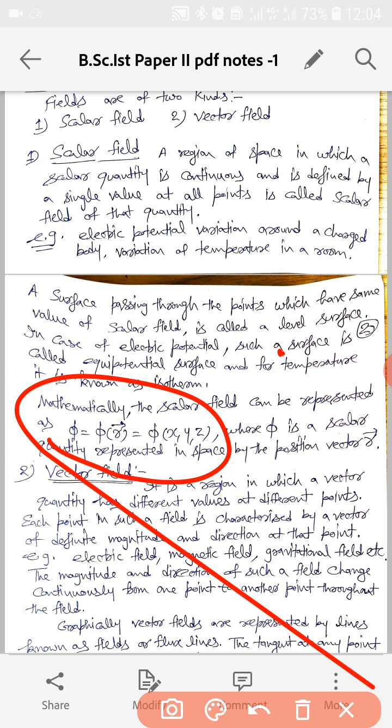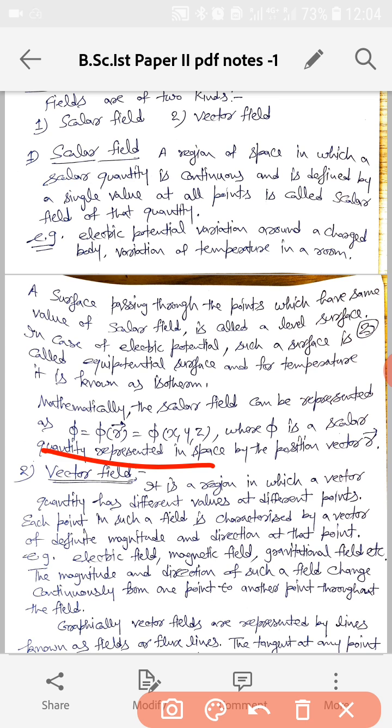Okay, we have this function phi, which is a function of a position vector r. r is a position vector in space, so it has coordinates x, y, z. So phi is a scalar field, which can be defined as phi being a function of the vector r. That means phi is a function of x, y, and z. Okay, so this is how we define a scalar field.